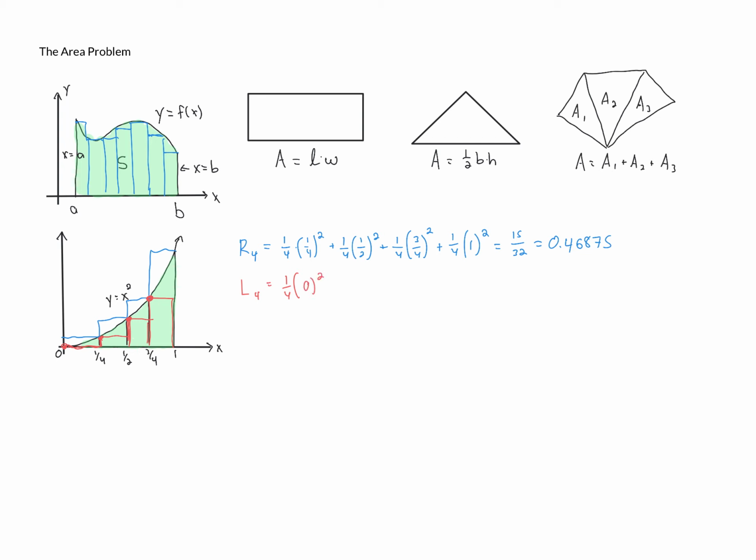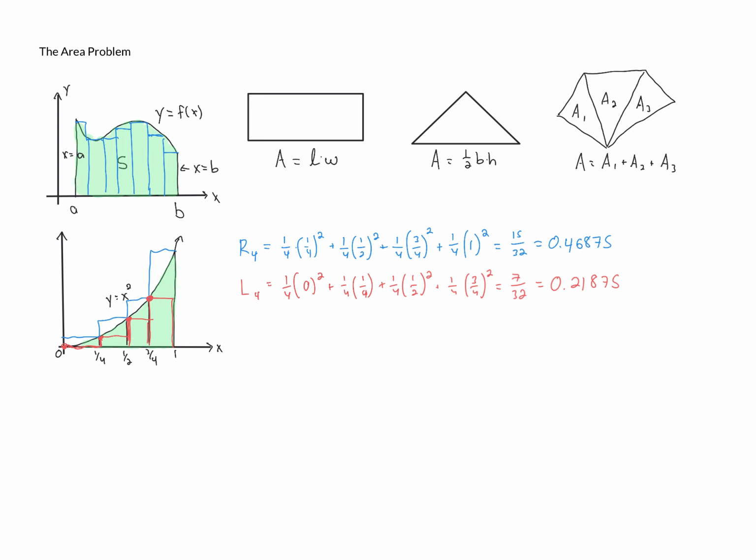So it's going to be 0 squared for the first one, and then 1/4 for the second one, right? This is a height of 1/4 squared. And then the next one is going to be 1/2 squared. And then the last one is 3/4 squared. And again, I don't want to take all the time to do these calculations. I'm just going to give you the answer. That becomes 7/32, which is 0.21875. So both of these are approximations for the area.